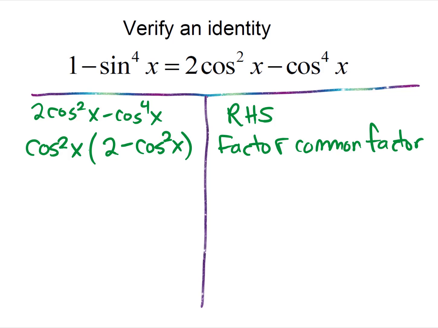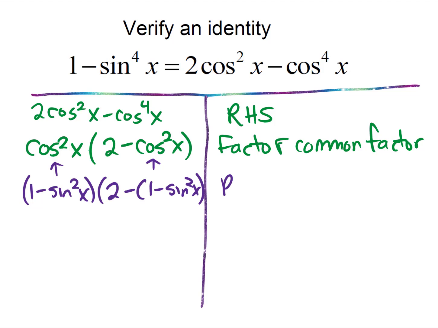Okay, in the next step, I am going to replace both of my cosine squared x using the Pythagorean identity with 1 minus sine squared x. That needs to be in parentheses if I replace it here, and then parenthesis 2 minus 1 minus sine squared x. So that was using the Pythagorean identities. Just used it twice.